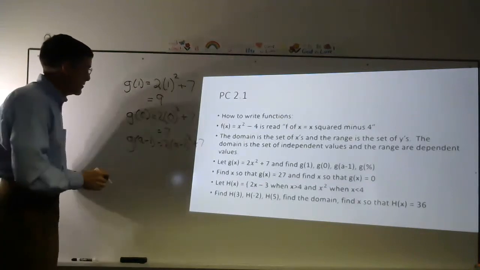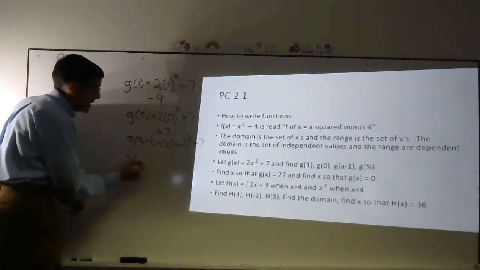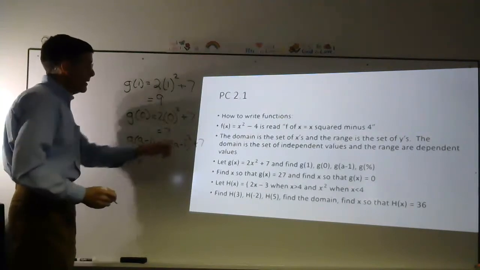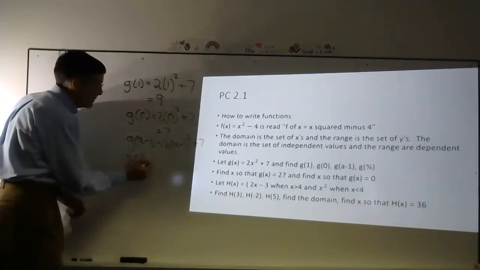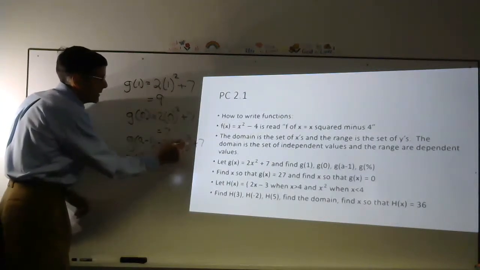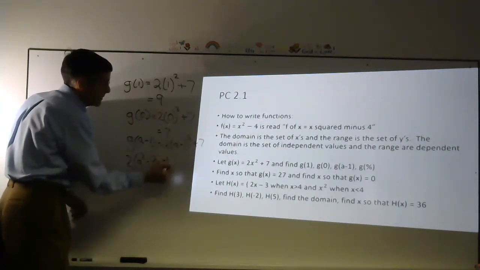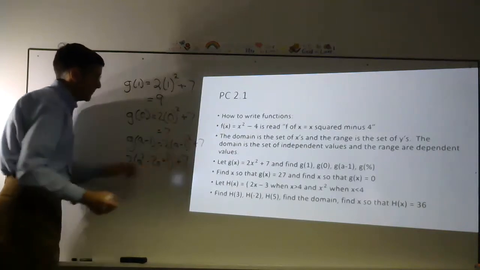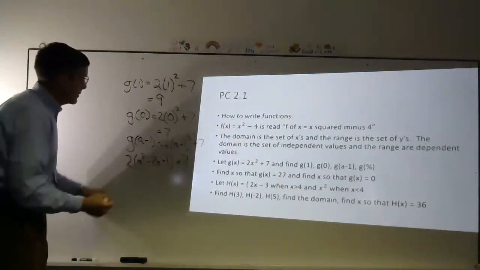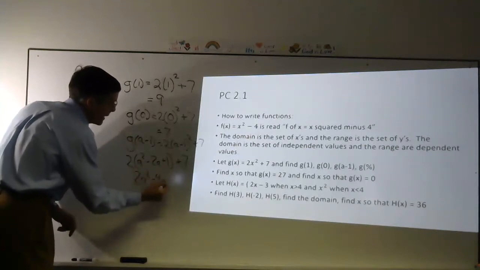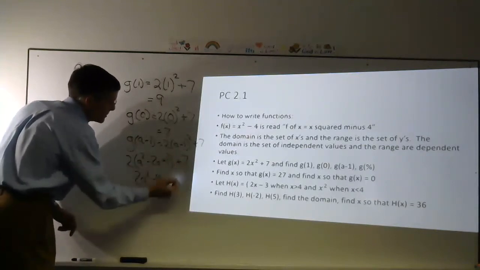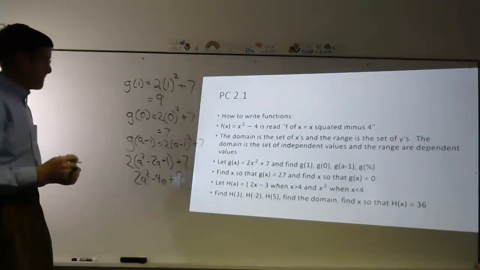A minus 1 times a minus 1. A times a is a squared. So I have 2 times a squared. Your outers and your inners are negative 1a and negative 1a is negative 2a. And negative 1 times negative 1 is positive 1 plus 7. I squared it. Now take the 2 in. 2a squared minus 4a. 2 times 1 is 2 plus 7 is 9. Okay?